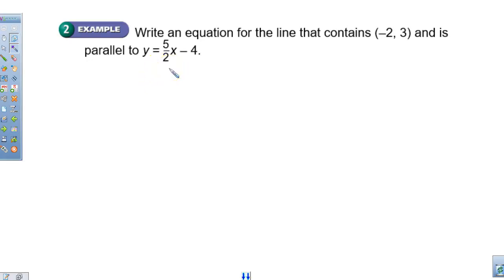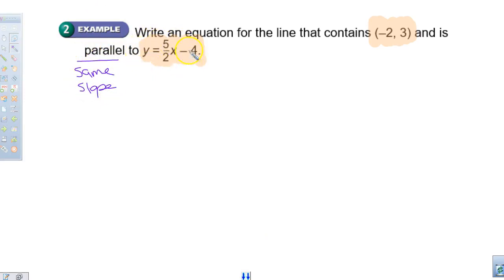All right, so we're continuing on our 6-7 notes, and we are starting on example 2. Our directions tell us to write an equation for the line that contains the point (-2, 3) and is parallel to the line y equals 5/2 x minus 4. First thing that we need to remember is parallel lines have the same slope.